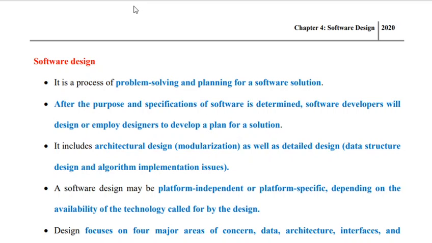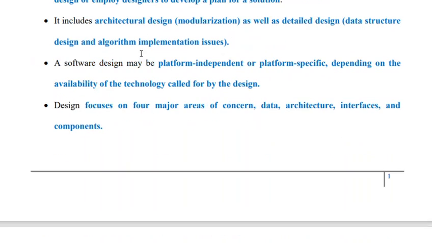Now, design can be platform dependent, or it can be platform independent, depending upon the availability of the associated platforms, right? So, for example, if you're pursuing a procedure-oriented design, you may use a procedure-oriented language like C. If you are pursuing object-oriented design, then you may use an object-oriented platform like C++ or Java. So, depending upon the availability of the programming platform or technology, you can have a platform dependent or platform independent design, right? So design focuses on four important aspects: data, architecture, interfaces, and components.